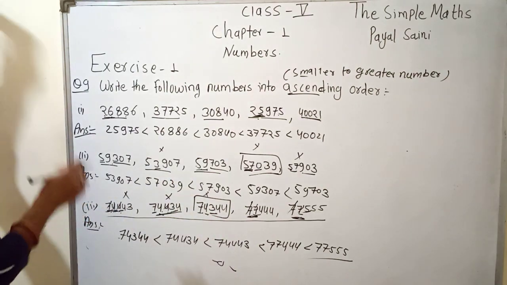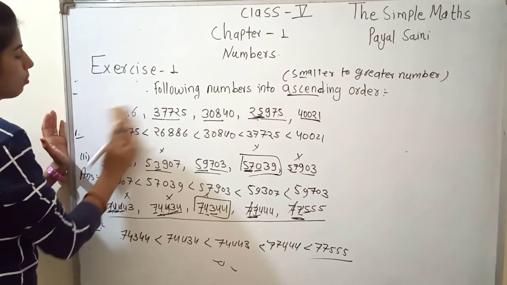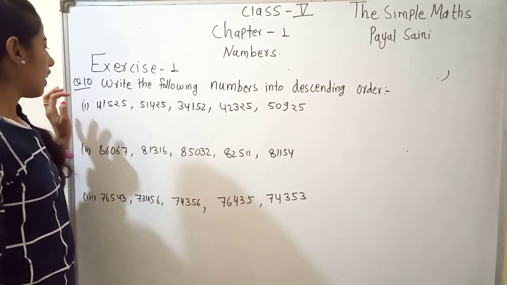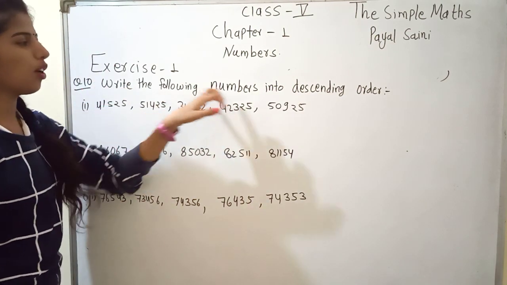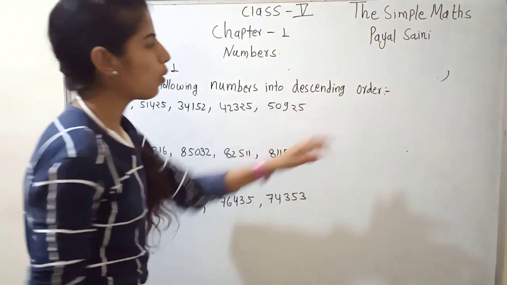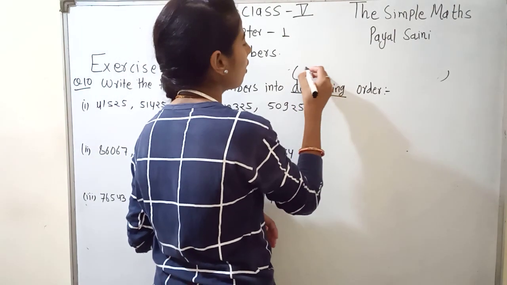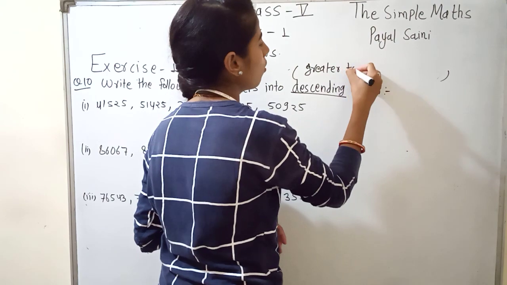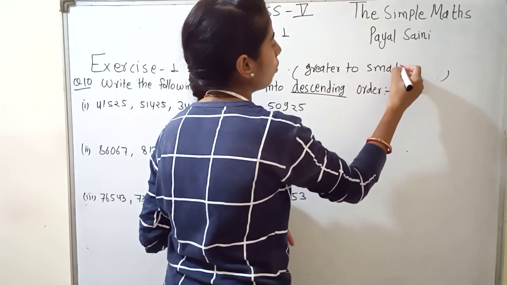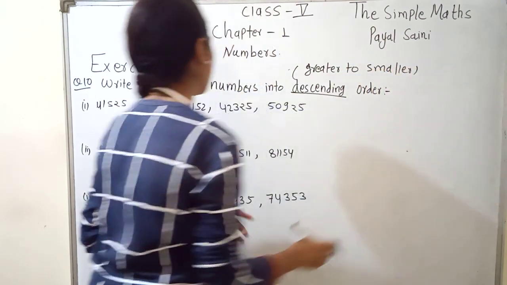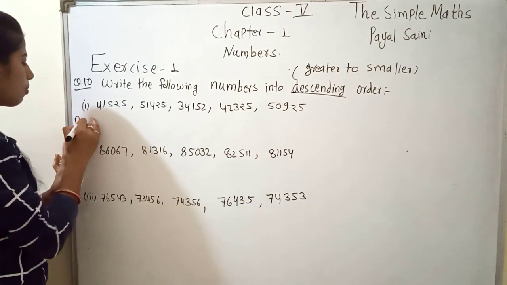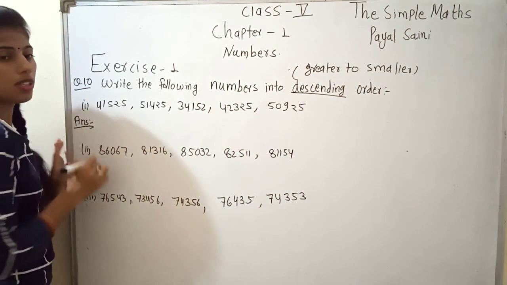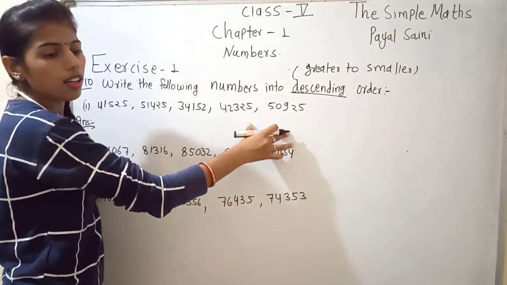Next, question number 10 is: write the following numbers in descending order. What does descending order mean? Greater to smaller. It means now first we write here which number? The biggest number we write from the start, and last is our smallest number.